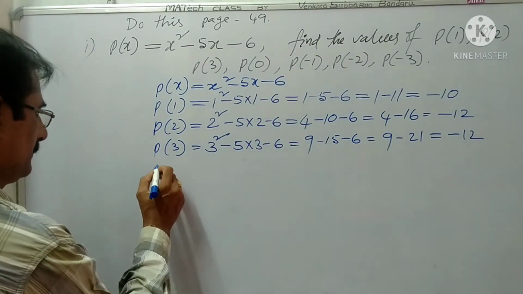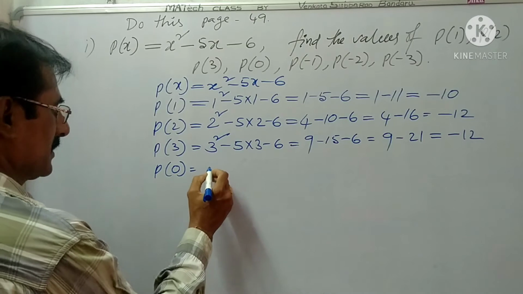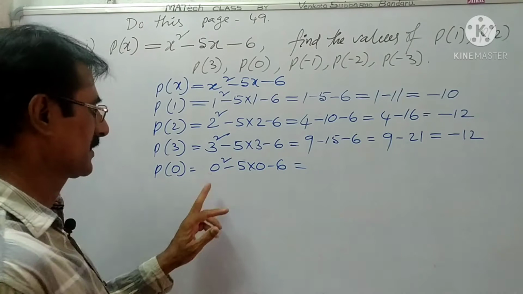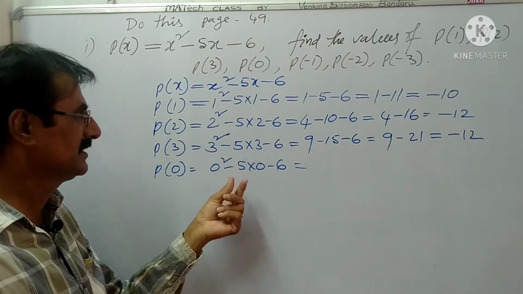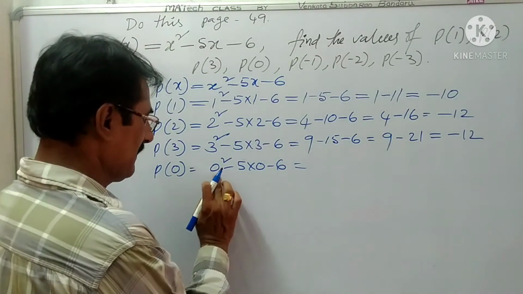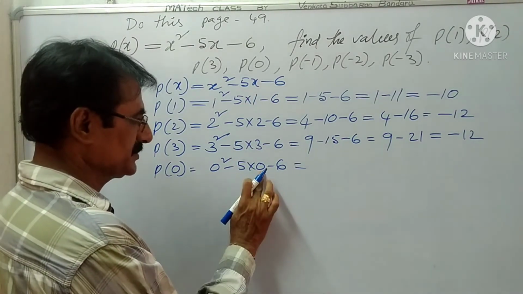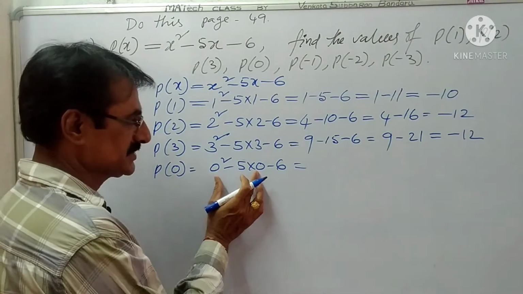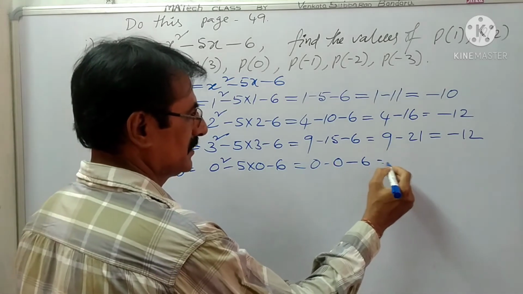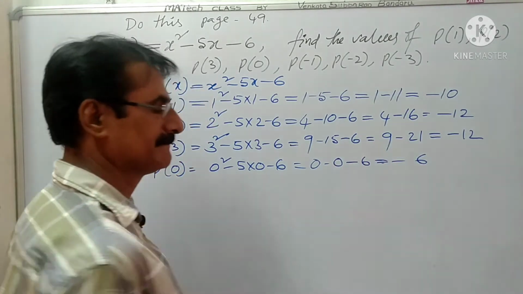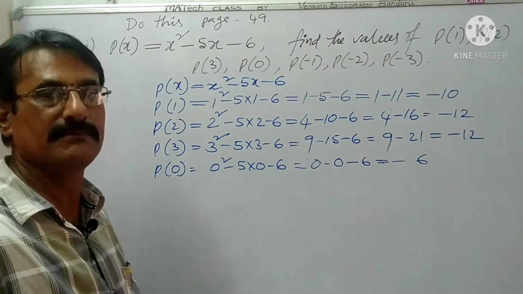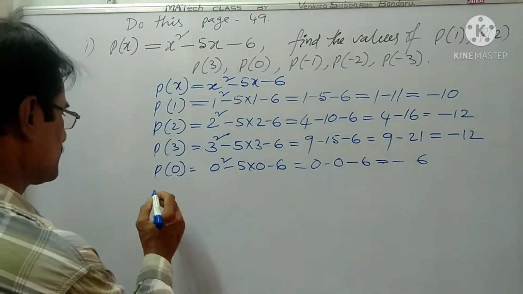Now p of 0. 0 square minus 5 into 0 minus 6. The value of 0 square is 0. Minus 5 into 0 is 0. Those two are zeros and only we have minus 6. We can write it like this also: minus 6. These two values become zeros. Only minus 6 remains.